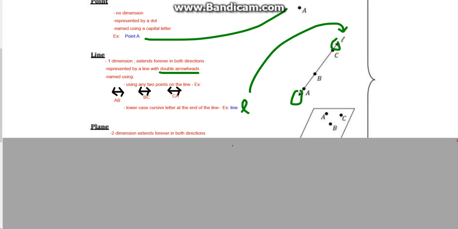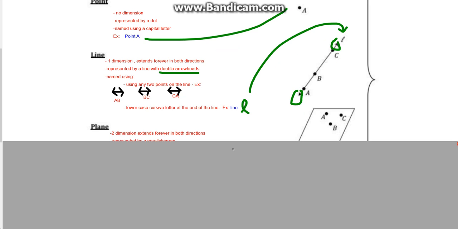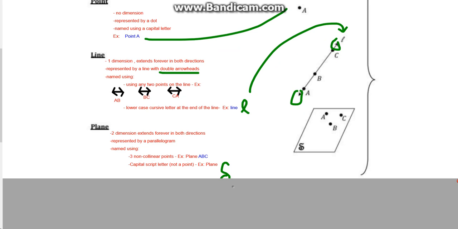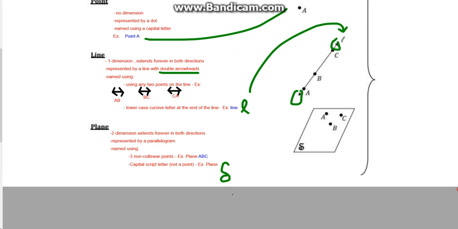Plane: 2-dimension, extends forever in both directions, represented by a parallelogram, and it's named using 3 non-collinear points. We'll go over that in a bit. Non-collinear are points that are not on the same line. They're basically in different places. If they're in the same plane, you can call the plane by grabbing those 3 points.